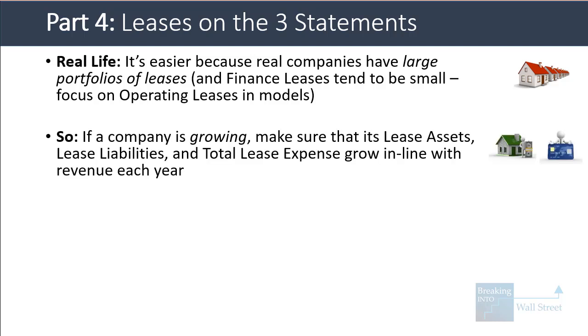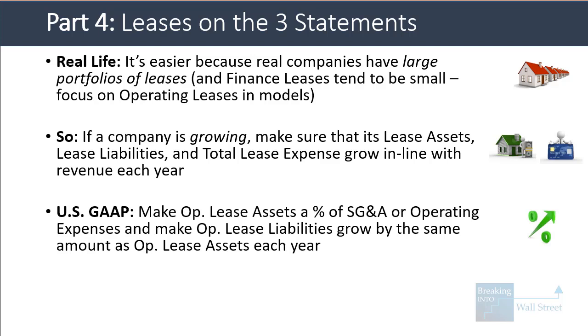If a company is growing, you want to make sure that its lease assets, lease liabilities, and total lease expense grow in line with revenue each year. Under US GAAP, you can do that pretty easily by making the lease assets a percent of SG&A or operating expenses, and then making operating lease liabilities grow by the same amount as the lease assets each year.